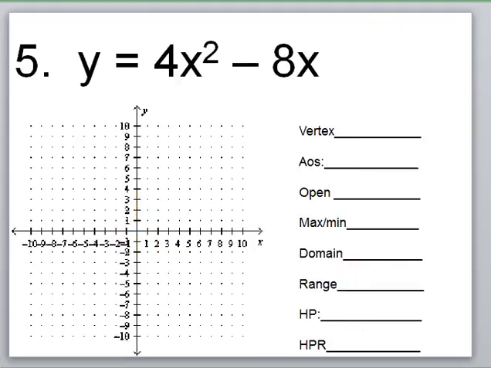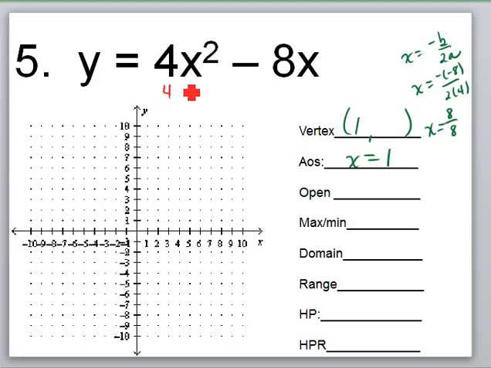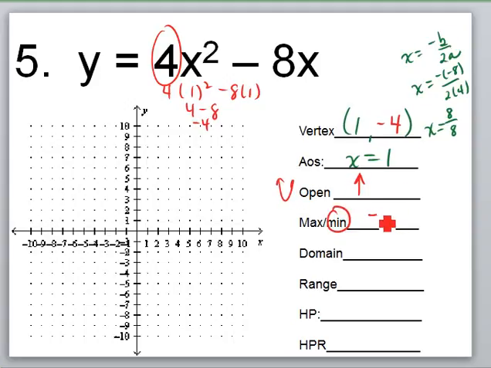This next problem will go directly into finding the axis of symmetry, negative b all over 2a. So I get negative b, which would be negative negative 8, all over 2 times a, which is 4. So I end up with 8 over 8. So my axis of symmetry is 1. My vertex is 1 comma something. So I end up getting 4 times 1 squared minus 8 times 1. So 4 minus 8 is negative 4. I know that, because the a is positive, it's going to open up. If it opens up, that means it has a minimum. The minimum value happens to be negative 4.